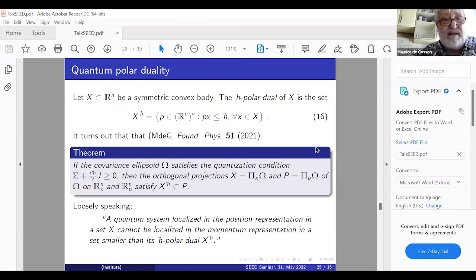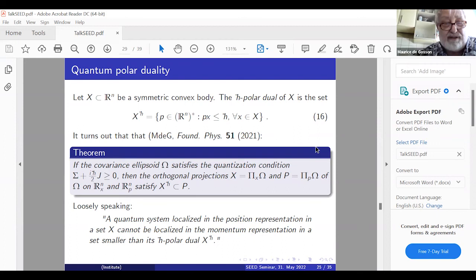So the polar dual is a kind of Fourier transform of a set. It turns out, as a theorem, that the uncertainty principle can be formulated using the notion of quantum polarity. And this view certainly has a brilliant future, I hope, at least here. It says that a quantum system localized in the position representation cannot be localized in the momentum representation if it's smaller than its polar.